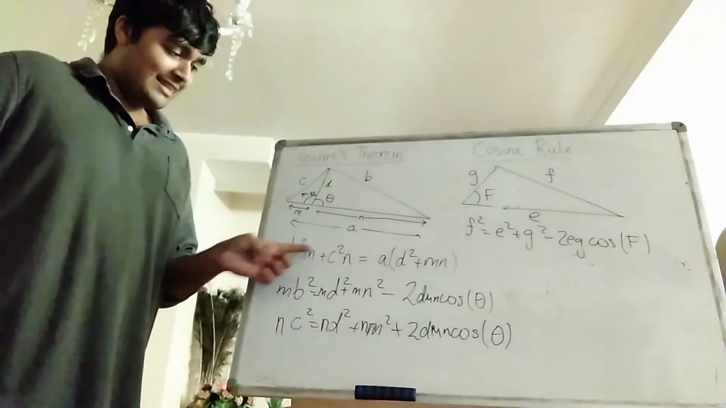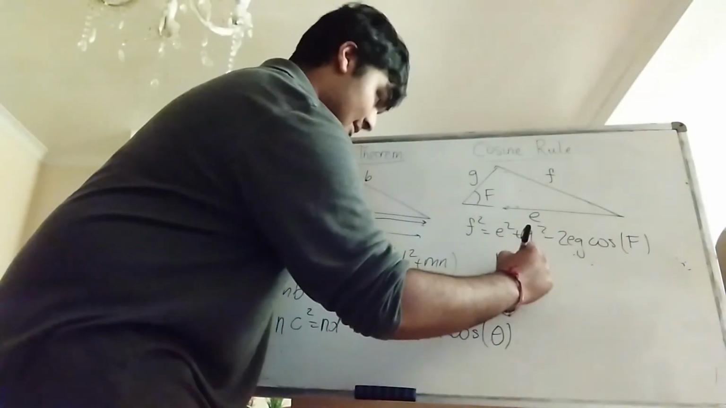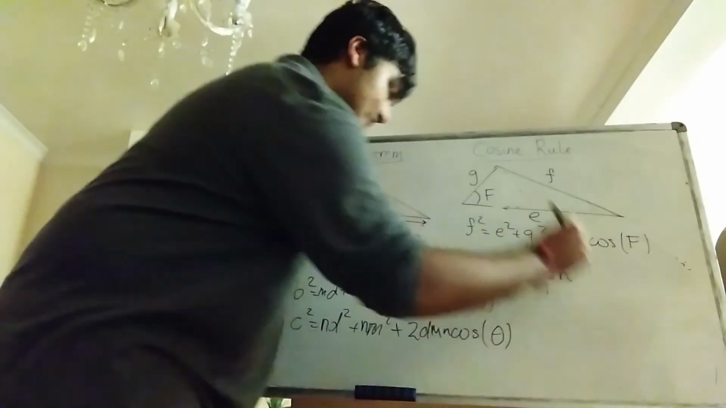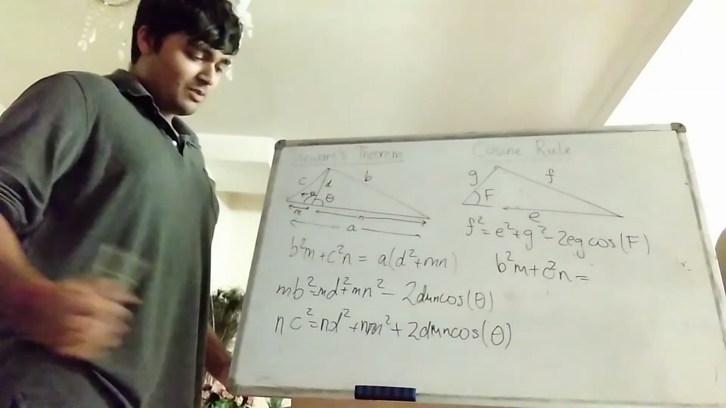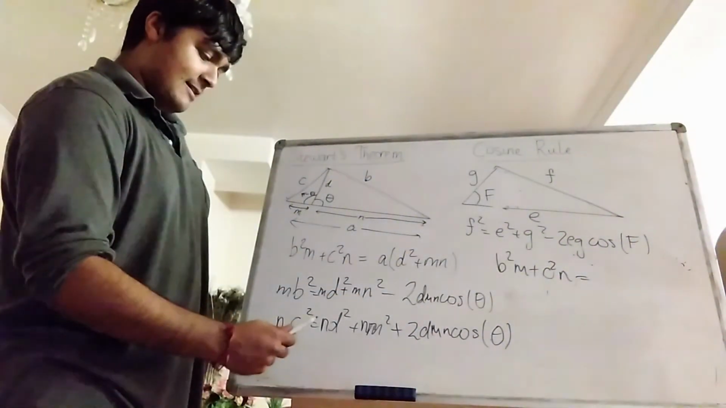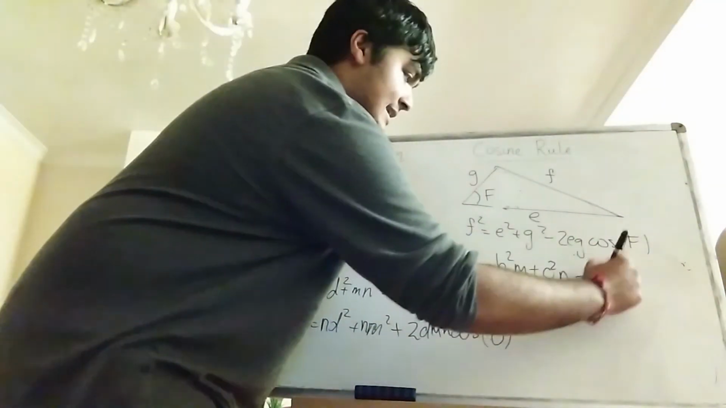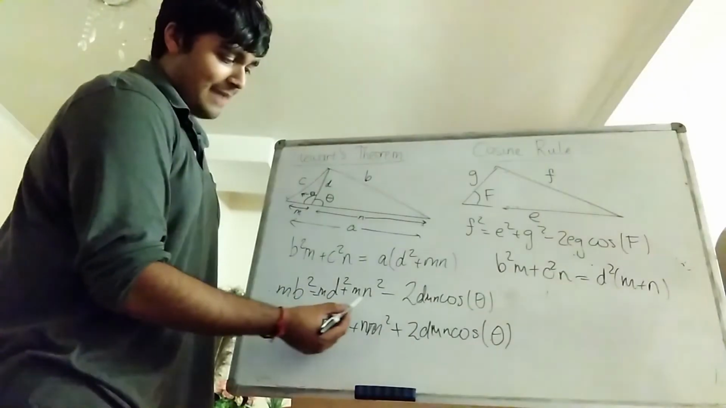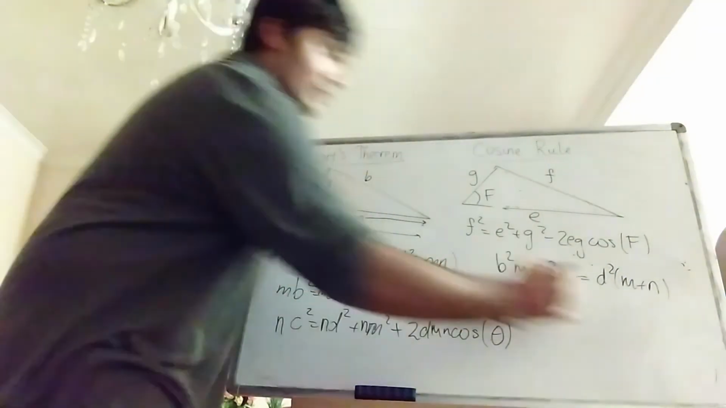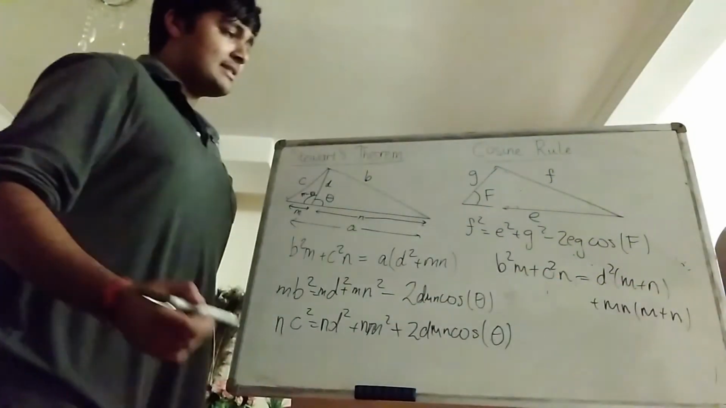mb squared is that thing there, plus nc squared is that thing there. So b squared times m plus c squared times n is equal to, and then on the right hand side, remember these two things cancel, which is what we want, and we're just left with md squared plus nd squared. So that's d squared times m plus n, plus mn squared plus nm squared, which is mn times m plus n. Okay, and you can see what we're going to do now.